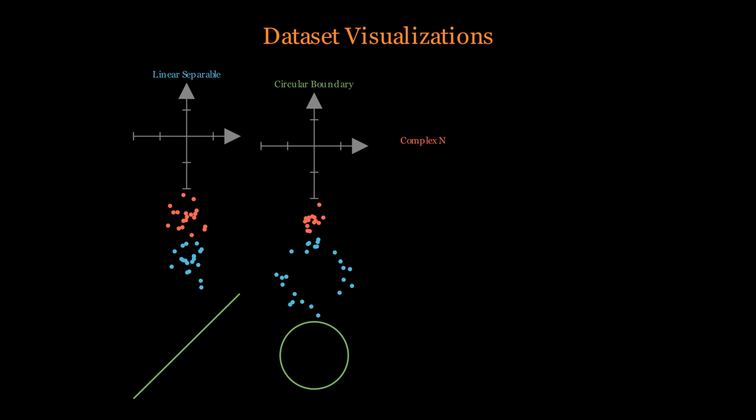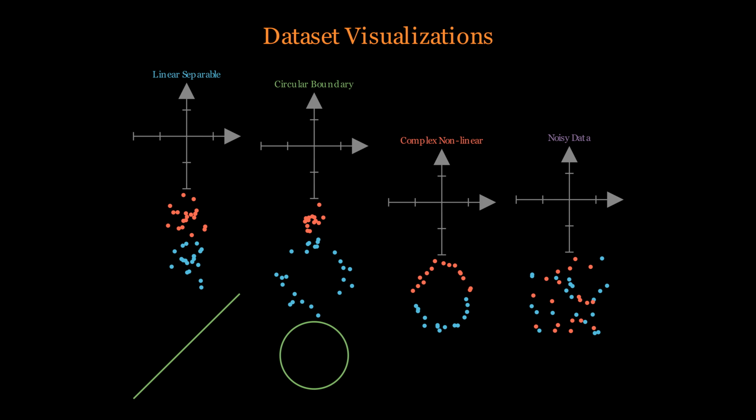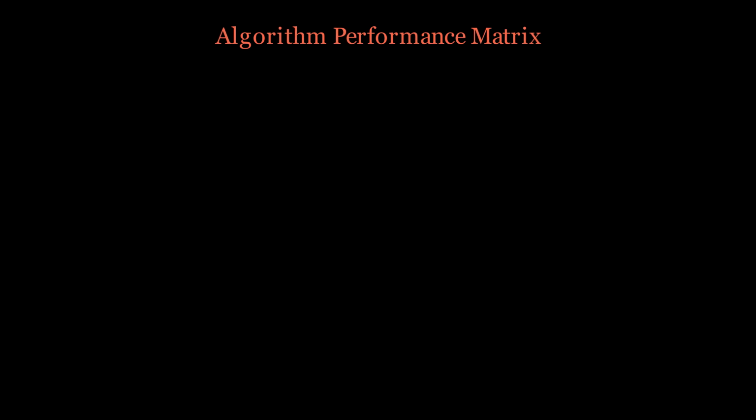Let's visualize the 4 different types of problems we'll use to test our algorithms. Each represents a different challenge that favors different algorithmic approaches. Here are our 4 problem types. Linear separable data where classes can be divided by a straight line. Circular boundary where one class surrounds the other. Complex nonlinear data with moon-shaped clusters. And finally, noisy data where there's no clear pattern. Each favors different algorithms. Now let's see how different algorithms perform on each problem type.